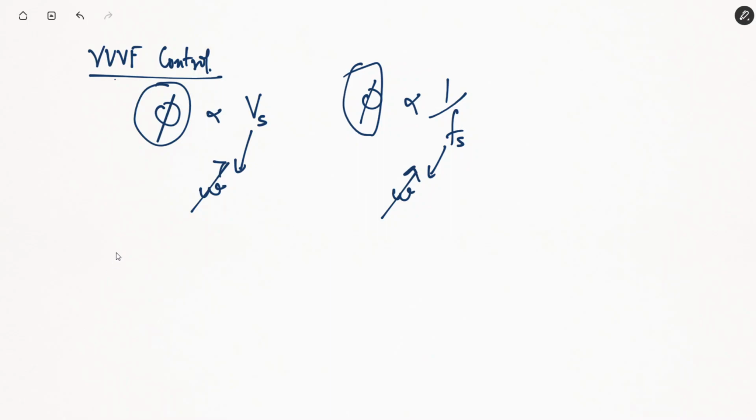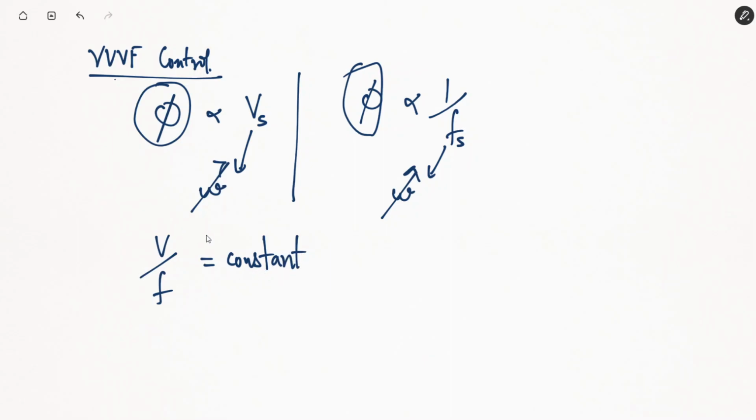Fine. So now we can basically combine the advantage of these two controls. One is the stator voltage control, another one is the stator frequency control, in such a fashion that the ratio V by F is maintained constant.